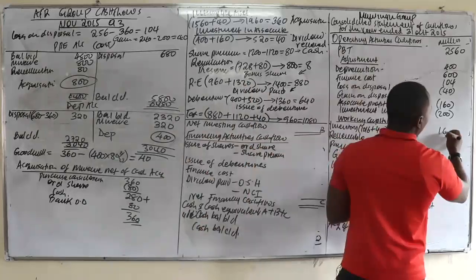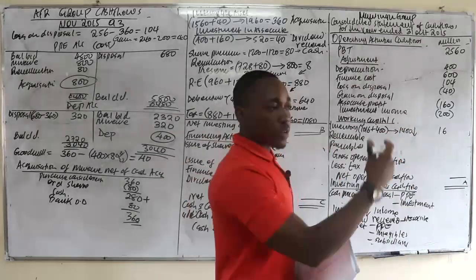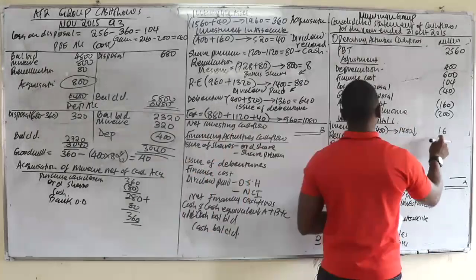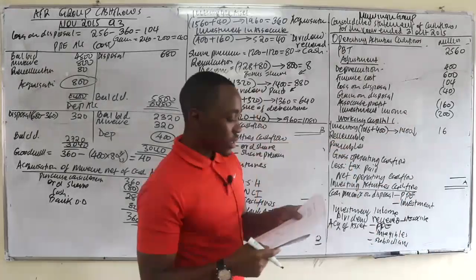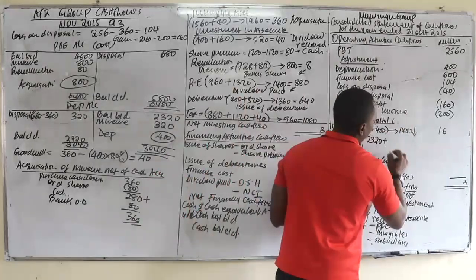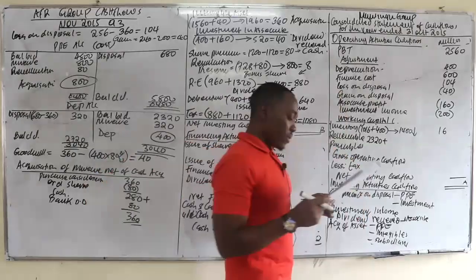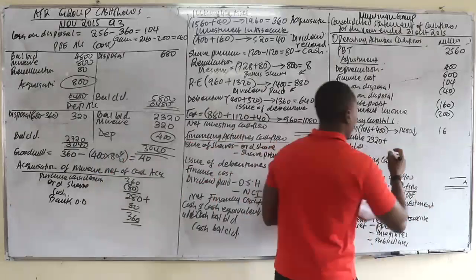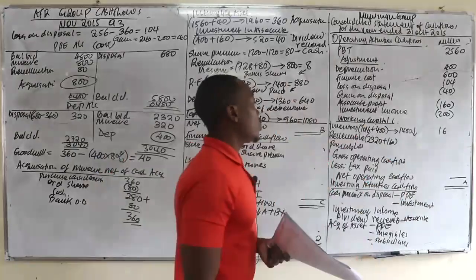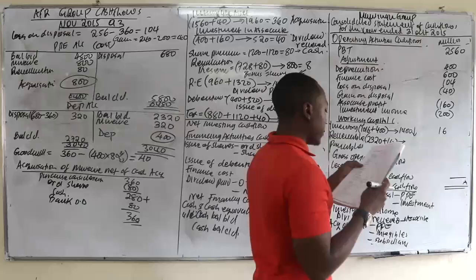There is a reduction of how much? 16. What can make your stock to decrease? We sold. What will happen to our cash? Increase. So that's a cash inflow. Good. Let's go to receivables. The opening balance we had 2320. Then you add Mwewe. Mwewe came with the receivable of 160. That means you're supposed to be having 2480.